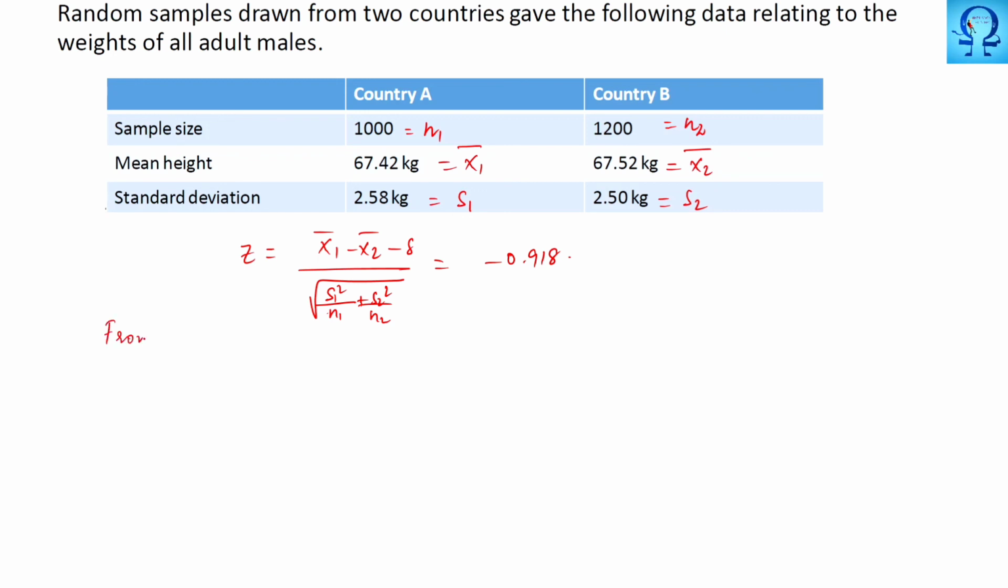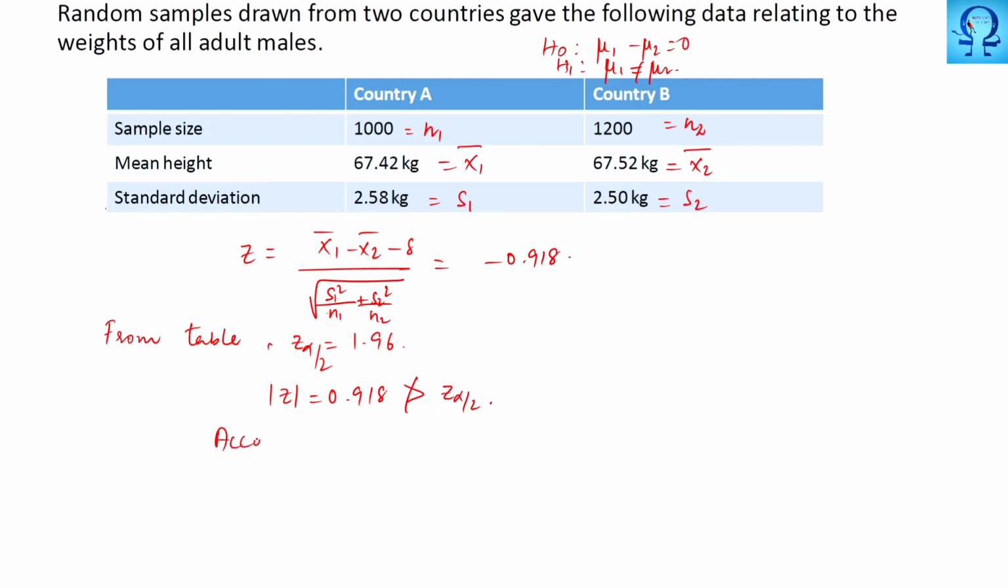And from the table, we read Z alpha. Okay, here supposing we consider the alternate hypothesis. Let us take H naught to be mu1 minus mu2 equals 0 and H1 is mu1 not equals mu2. So in this case, you will have to read Z alpha upon 2 from the table. Okay, so it is again 1.96. You just compare these two things. Okay, so your absolute of Z is 0.918, which is not greater than 1.96. So what do we do? We just accept the null hypothesis.